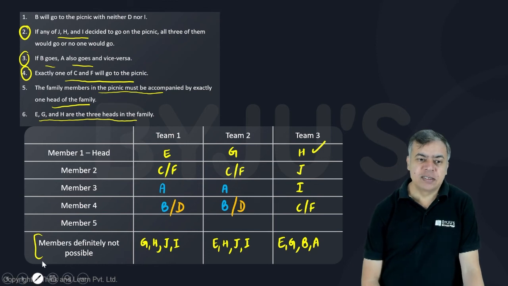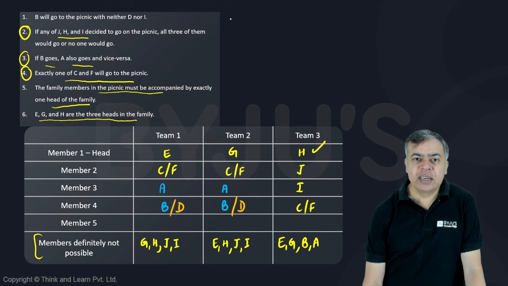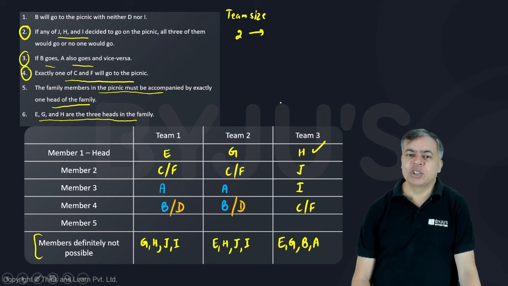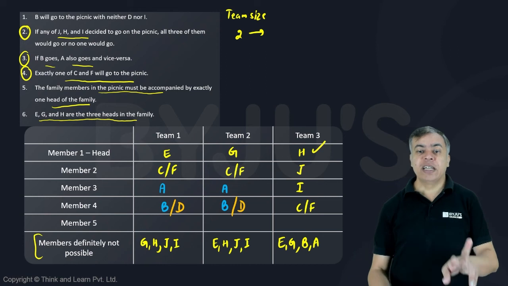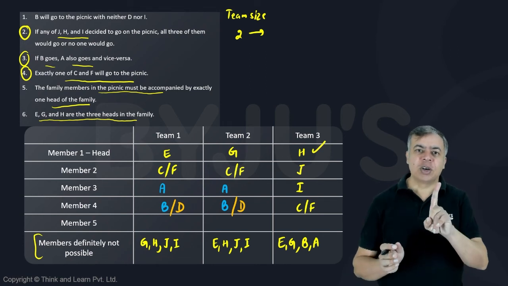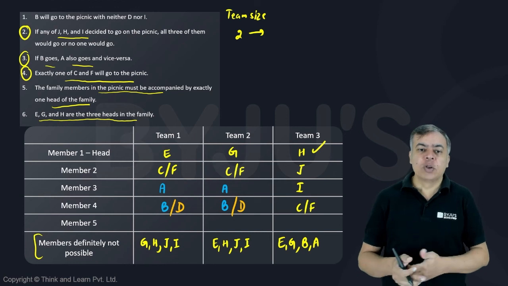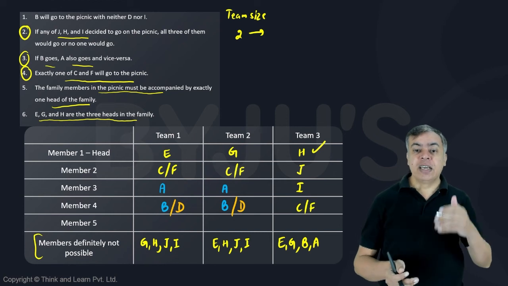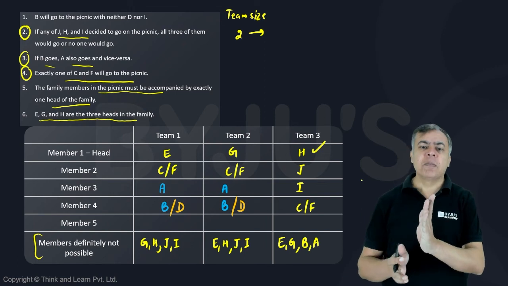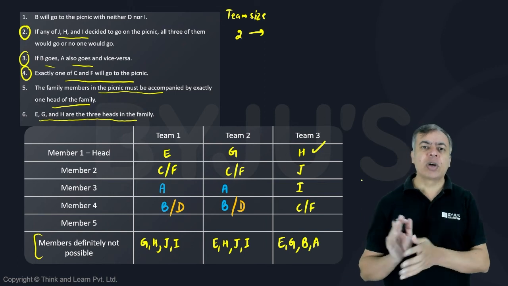Possible team sizes. So if I say team size of 2, what teams are possible, right? Because 1 is not possible, because out of C and F 1 must be there and one head is also there. So team size 1 is not possible. So team size 2, because I can see in team 3 there are 4 members which are compulsory. H, J, I are compulsory, so you cannot have team size of 2.